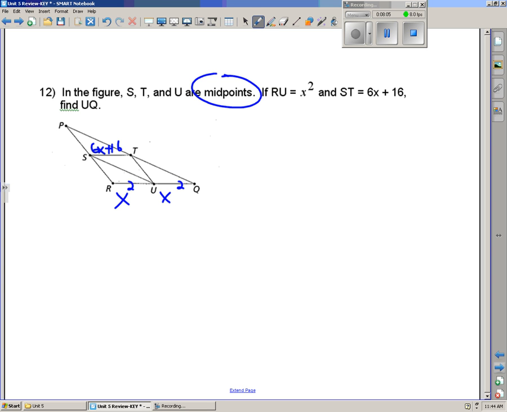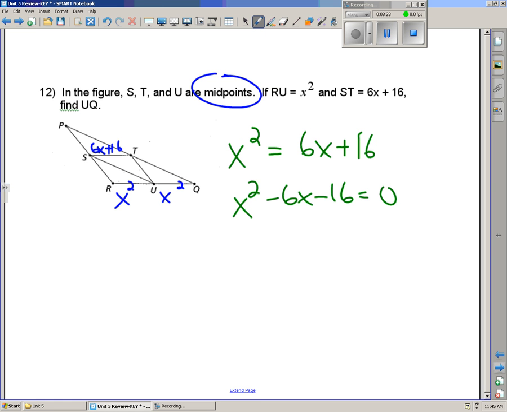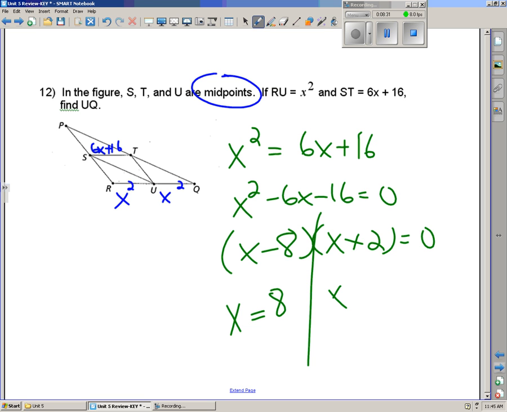So you can really just say that one of these x squareds is equal to 6x plus 16, right? And then at that point, you've got to set this thing up as a quadratic, set it equal to 0. x squared minus 6x minus 16 equals 0. Factor: x minus 8, x plus 2, x equals 8, x equals negative 2. You're going to have to throw out the negative 2 in this case, and you're just going to leave it as the 8, and then you're going to get UQ is 64.